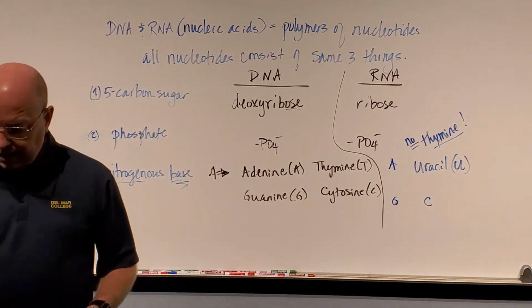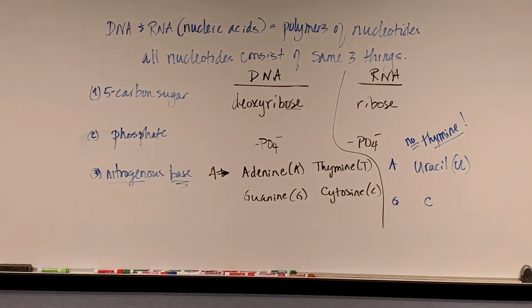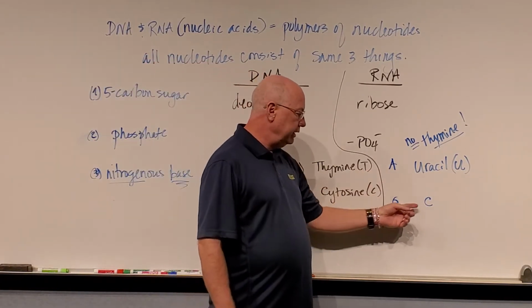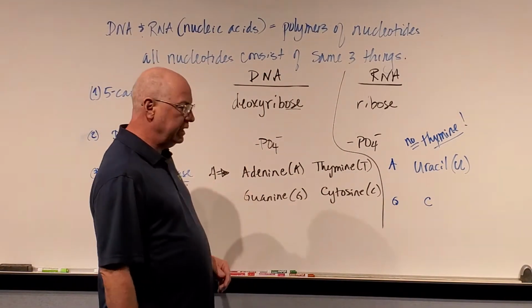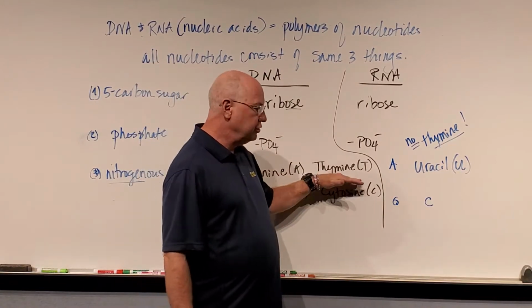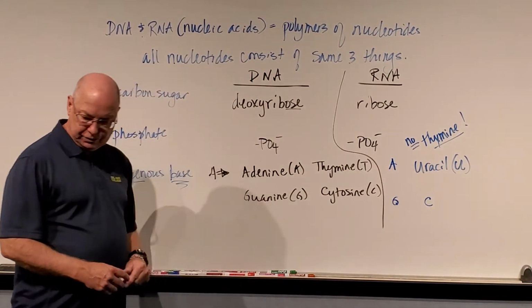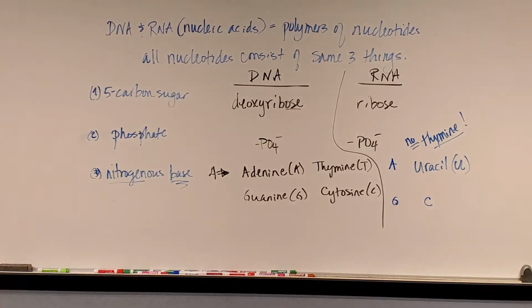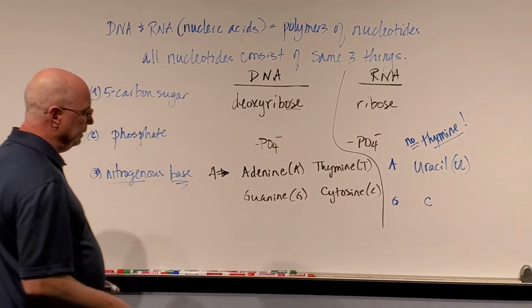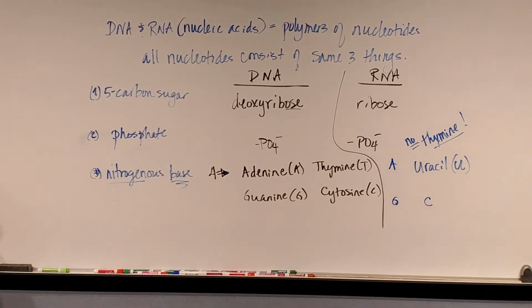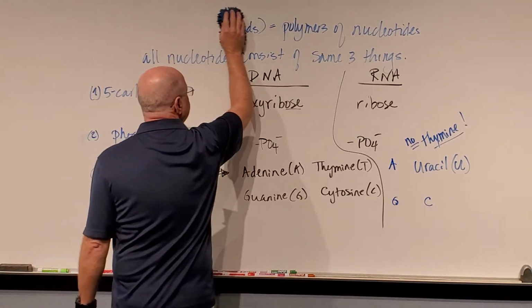So DNA has 4 nitrogenous bases that can be used: adenine, guanine, thymine, and cytosine. RNA uses 4 bases: adenine, guanine, and cytosine, identical to DNA. But in RNA, there is no thymine. There's only uracil in its place. So if I were to try to build a polymer of DNA, I could do it this way. So I'm going to erase all this, and we're going to discuss the structure of DNA.